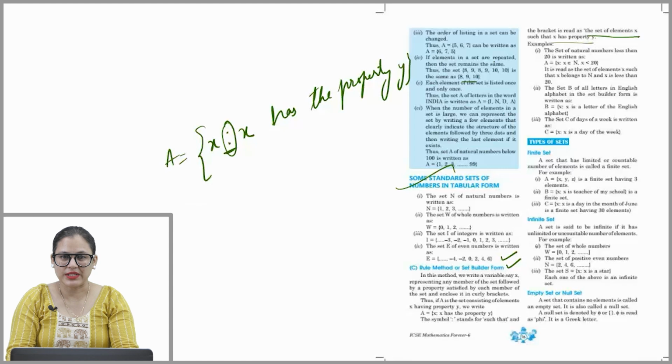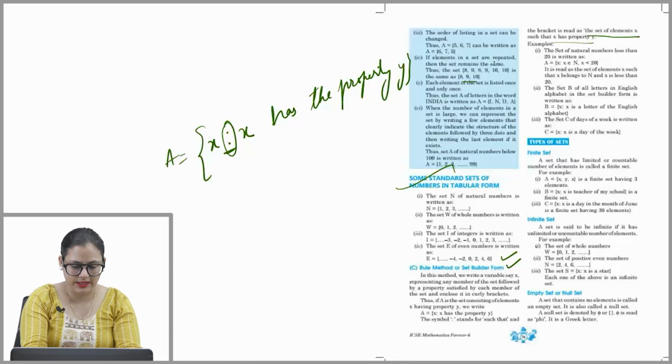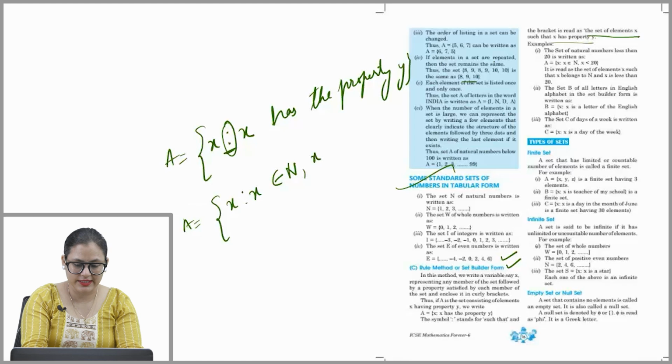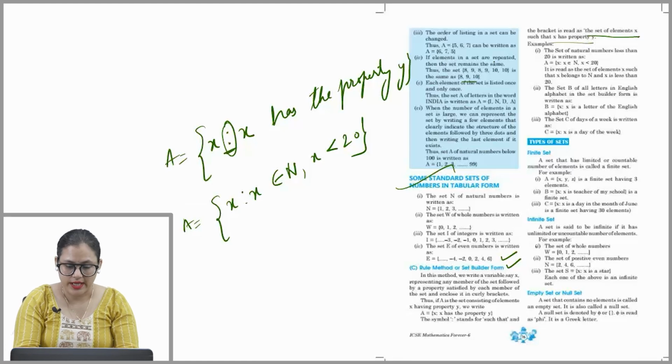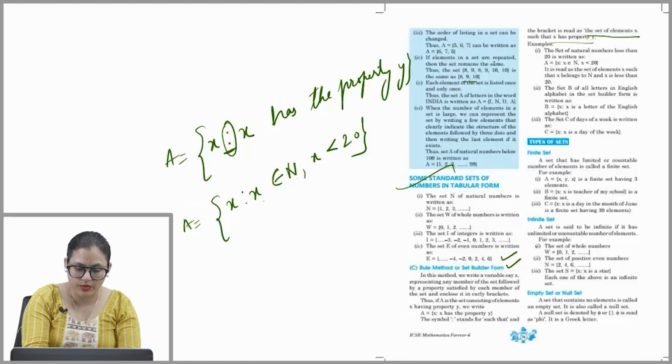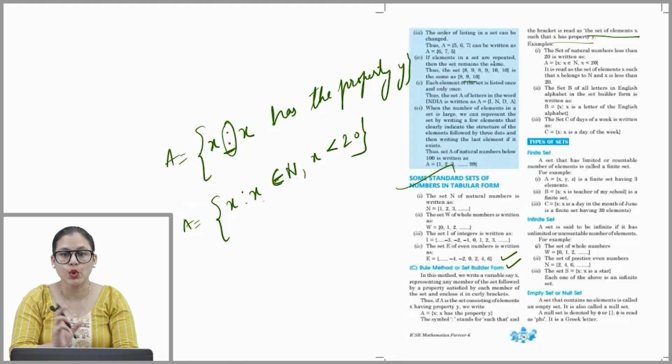Examples. The set of natural numbers less than 20 is written as A equals x such that x belongs to N, then x is less than 20. Now it is read as the set of elements x such that x belongs to N and x is less than 20.